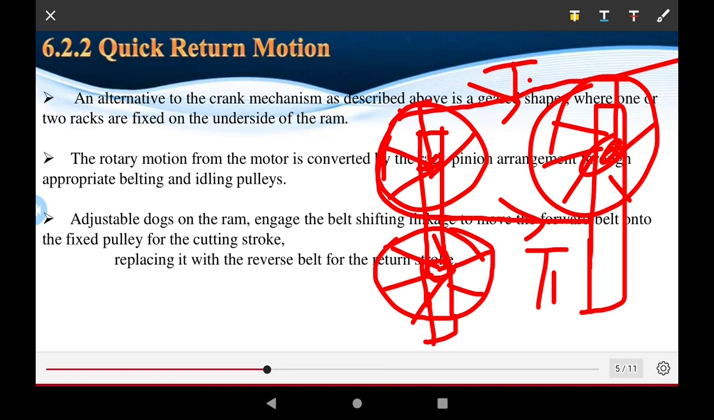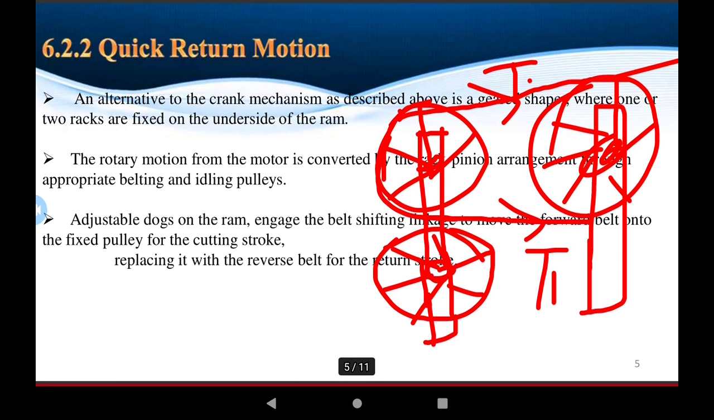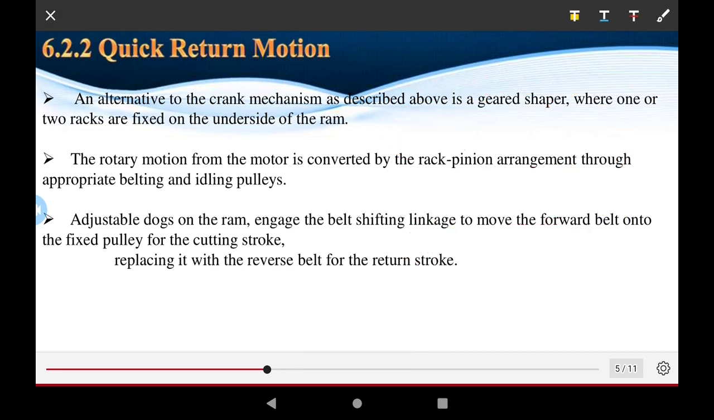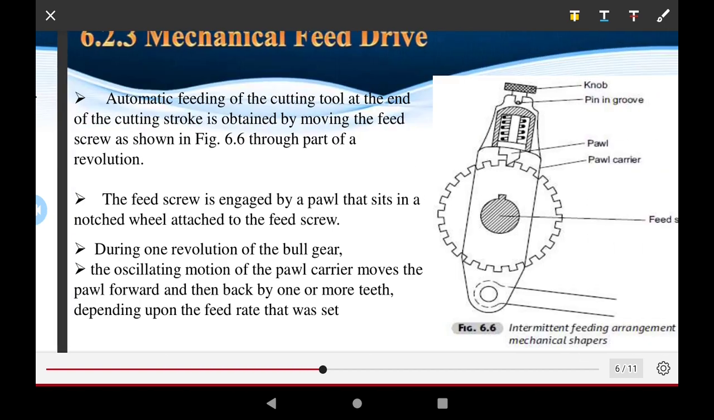And this is also for the mechanism and all the motion: the rotor, the probe for the belting of the idle pulley, adjustable, on the ram engage, and the belt shifting linkage to move the forward belt forward onto the fixed pulley for the cutting stroke, reciprocating it with the reverse belt. The return rocker mechanism is very important for the machines.